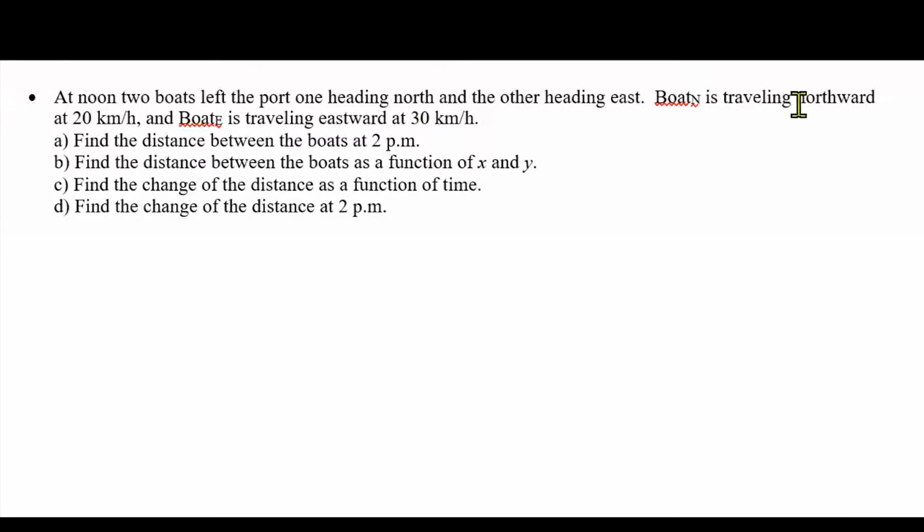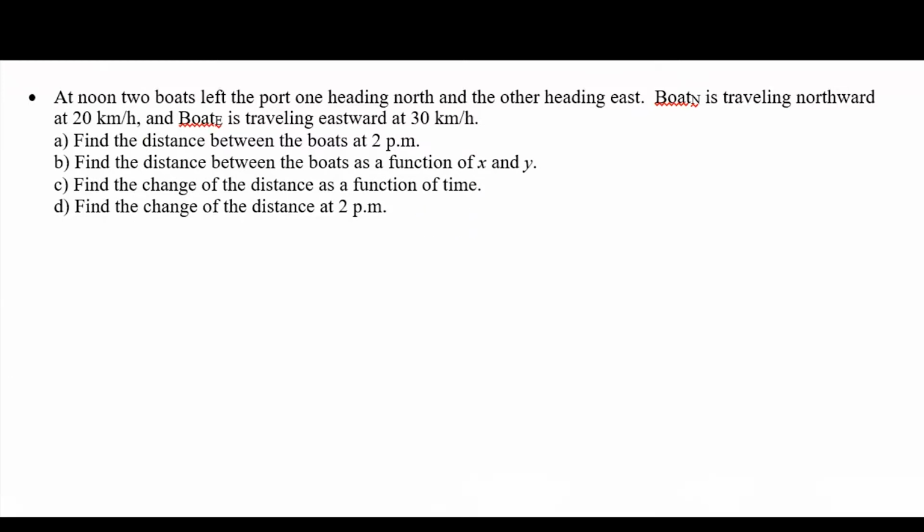The boat that is northward is going 20 kilometers per hour. Well, that's really slow now, isn't it? Does anybody know how fast that is in miles per hour, about? It's like 15 miles per hour. Like, dang, that's slow. But it's a boat, okay? Boats are pretty slow. And the other one, eastward, is going 30 kilometers per hour. That's about 20 miles per hour.